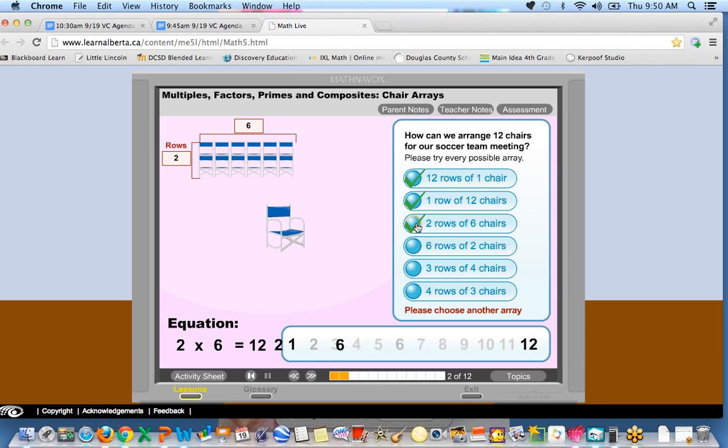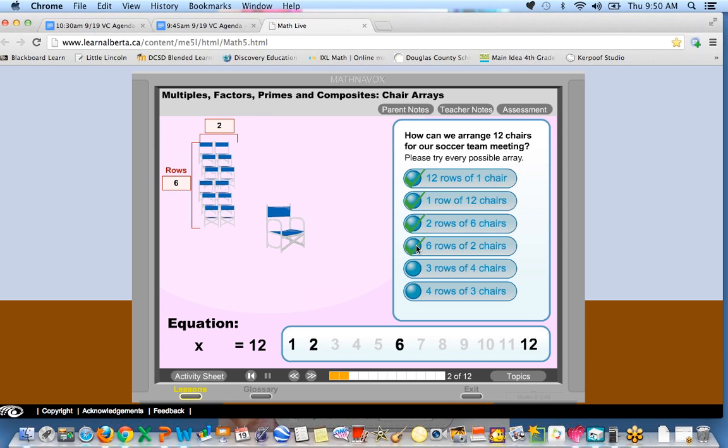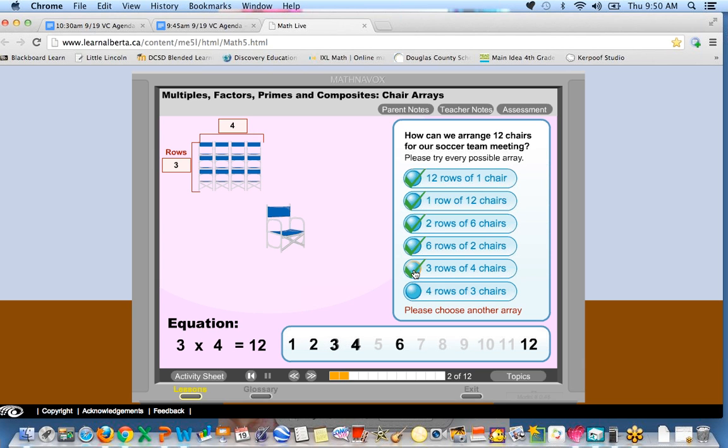So hopefully you're seeing the equation across the bottom, and what they are doing is filling in all the factors. The factors of 12, that's what we're finding right now.